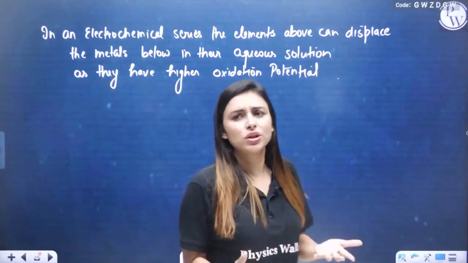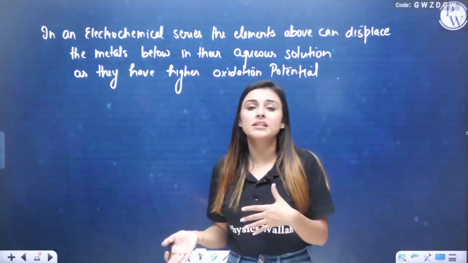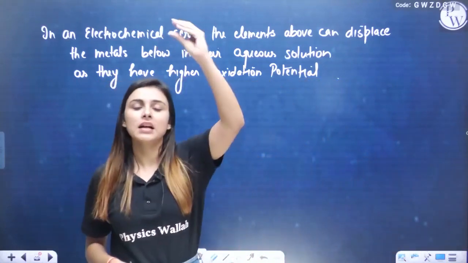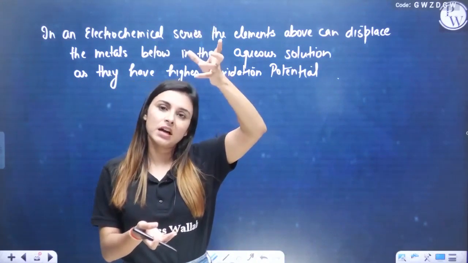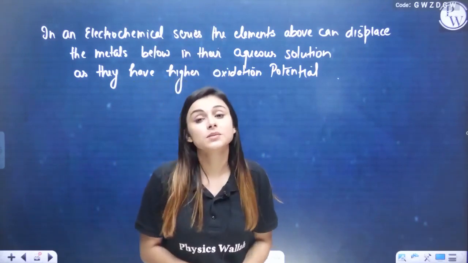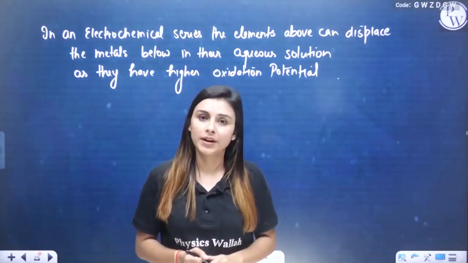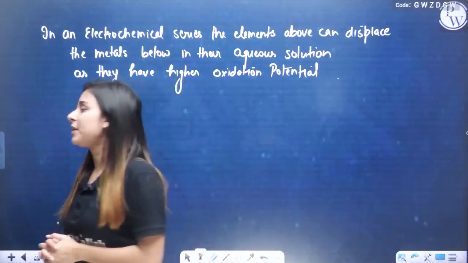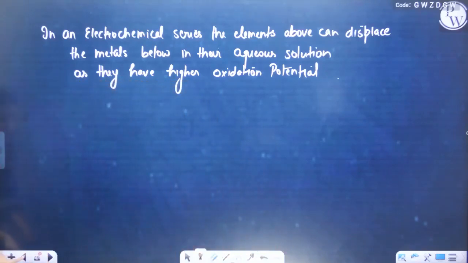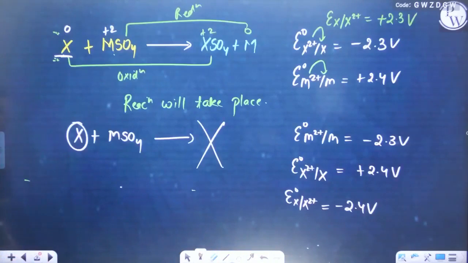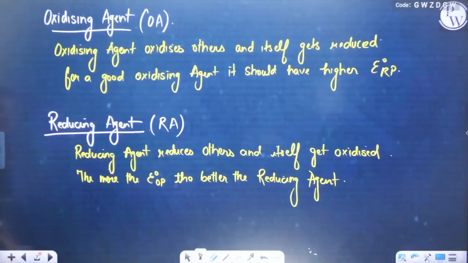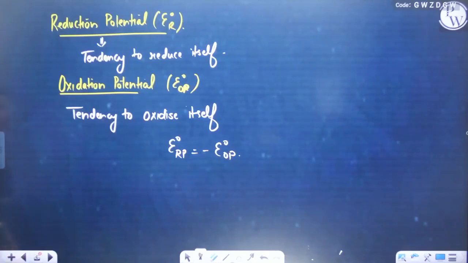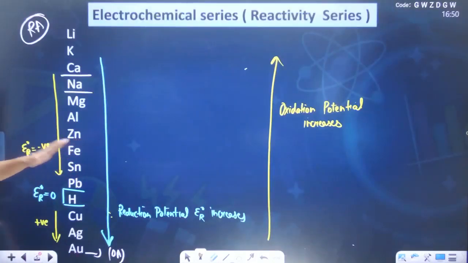If you want to understand the concept, you can understand the concept. If you want to just memorize it: in an electrochemical series, if the metal is above the given metal of the aqueous solution, then the above metal, as it has a higher oxidation potential, definitely can displace the metal which is below it. Okay, yes, I hope you're clear with this concept. So if you want to write it, you can write it, and then we'll move forward. This is the most important part.